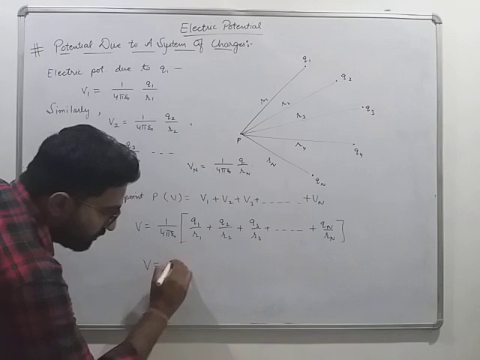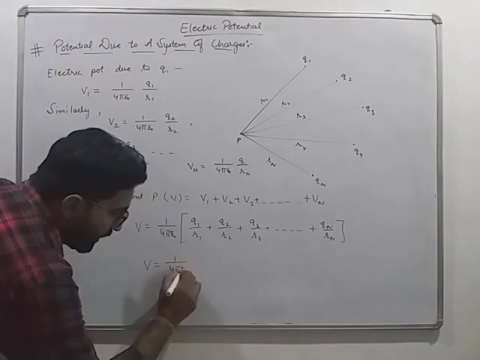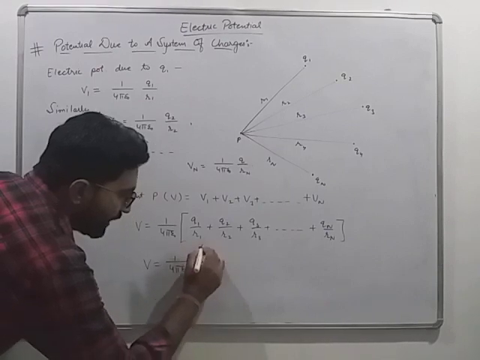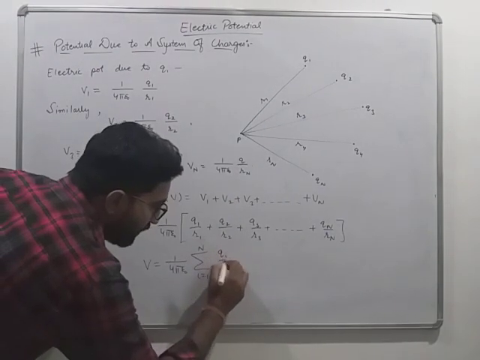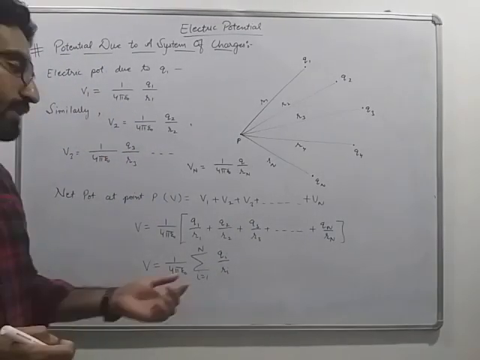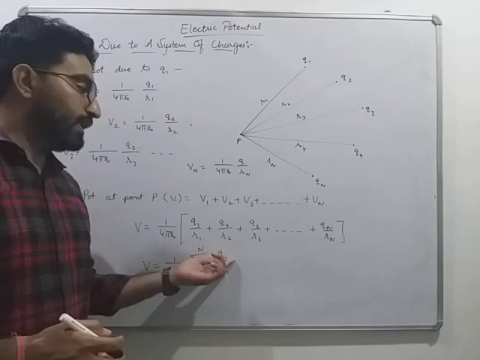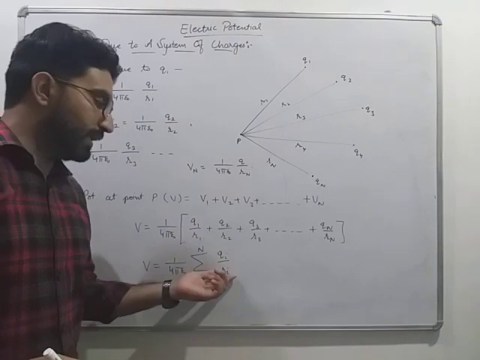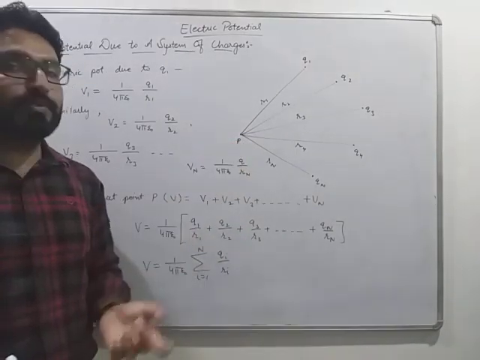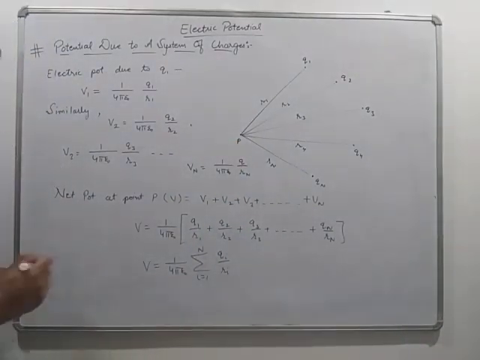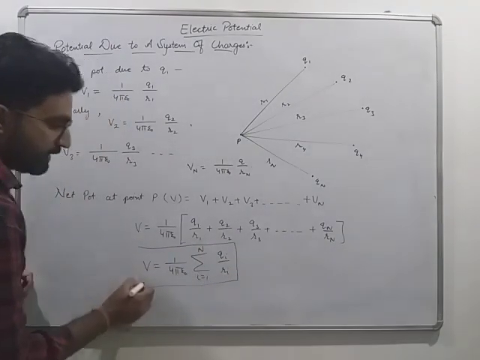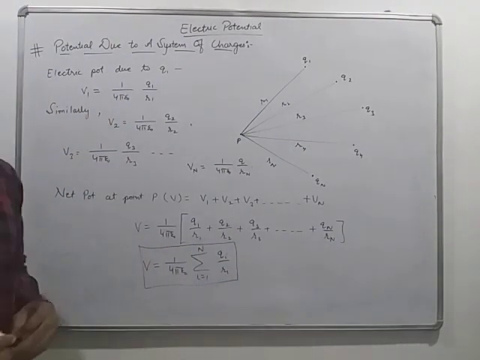V will be equal to 1 by 4 pi epsilon naught summation i from 1 to n Qi divided by Ri. Here i represents the ith charge, Qi represents the ith charged particle, and Ri represents the distance of the ith particle from the point P. Okay, so this will be the expression for the potential due to a system of charges.